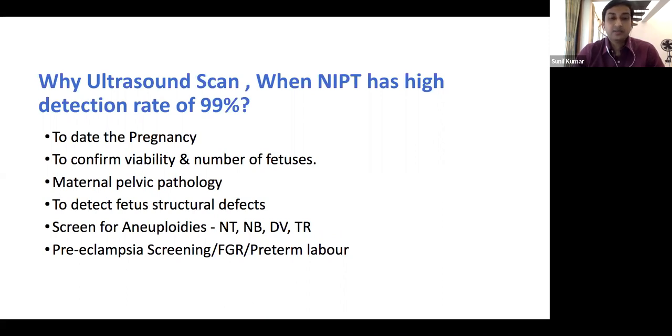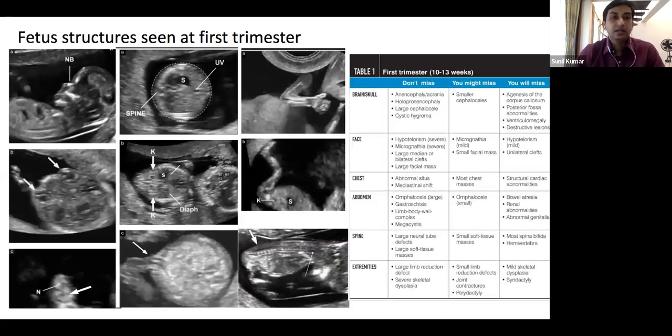Let's say we take NT, NB, DV, and TR measurement. Then preeclampsia screening can be done, and ultrasound can detect FGR, that is fetal growth restriction, and preterm labor. There are certain fetal structures which should be seen in first trimester scanning. See in this image, we are seeing a nice nasal bone. We are seeing a good spine here, umbilical vein, stomach, hand.